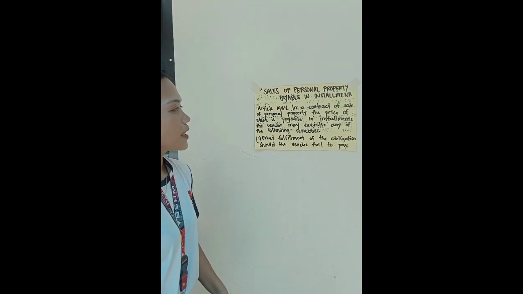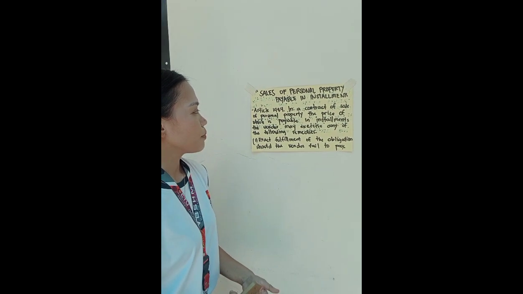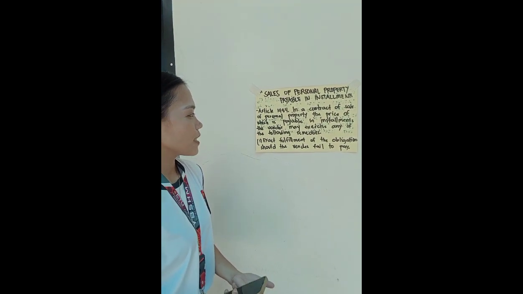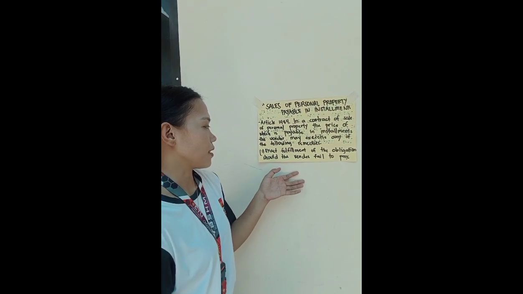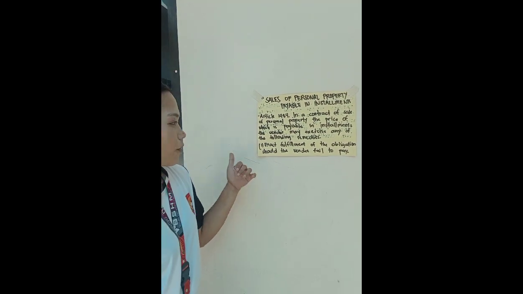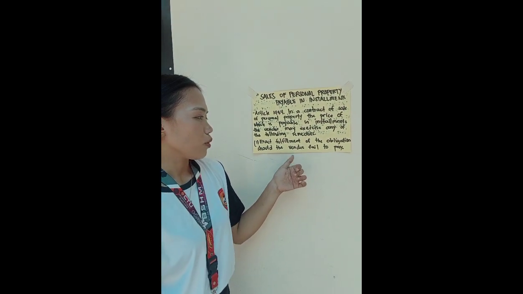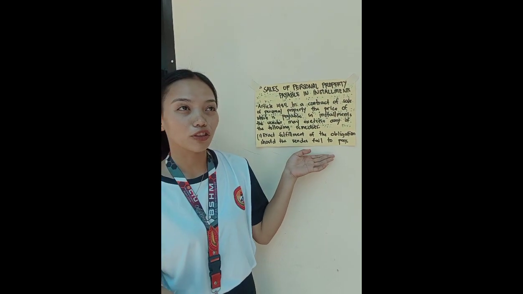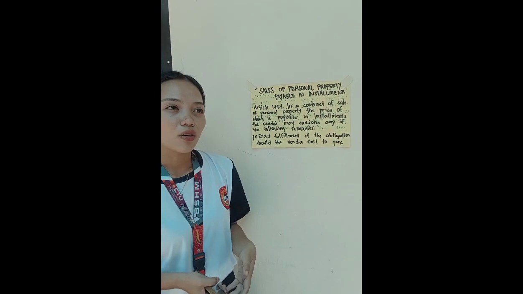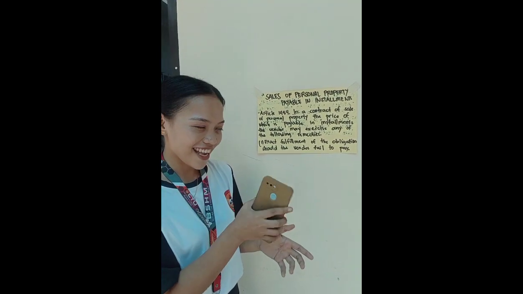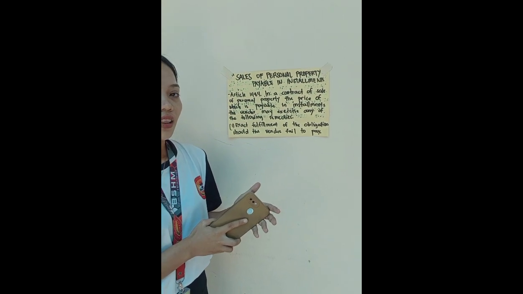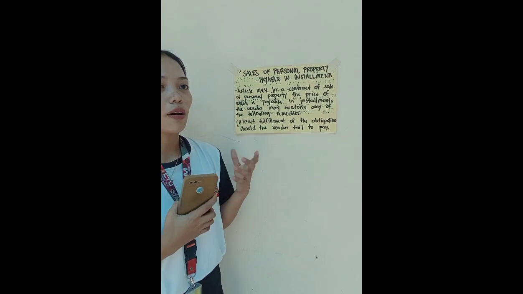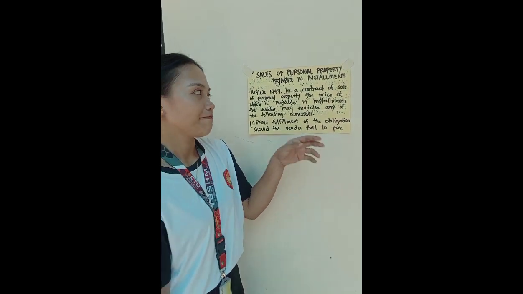Sales of personal property payable in installments. Article 1484. In a contract of sale of personal property, the price of which is payable in installments, the vendor may exercise any of the following remedies. So first, exact fulfillment of the obligation should the vendee fail to pay. To fail to pay is a breach of contract. Like for example, there is an agreement to pay on an exact date, and when the date comes, you fail to pay, and that is a breach of contract.